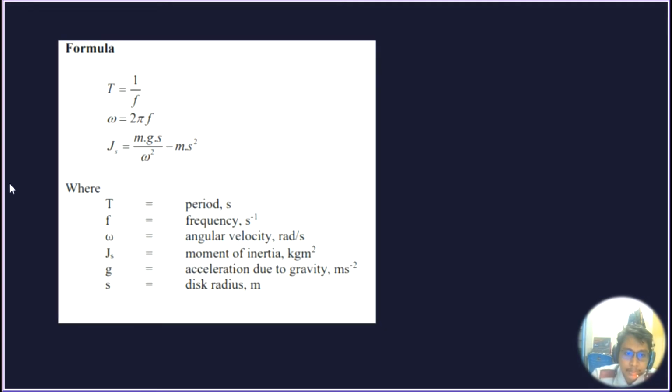Formula: omega equals 2 pi F, and Js equals m dot g dot s over omega squared minus m dot s squared, where T is the period, F is frequency, omega is angular velocity, Js is moment of inertia, G is acceleration due to gravity, and S is the radius.